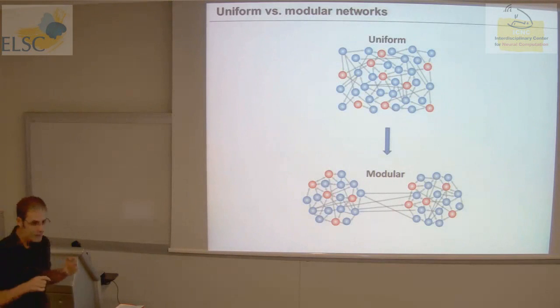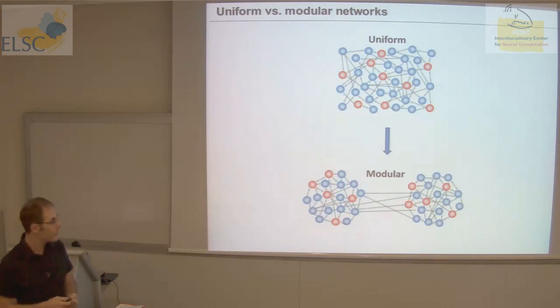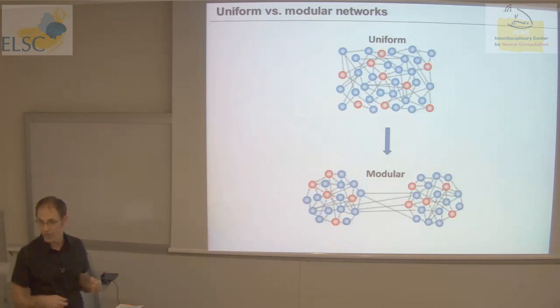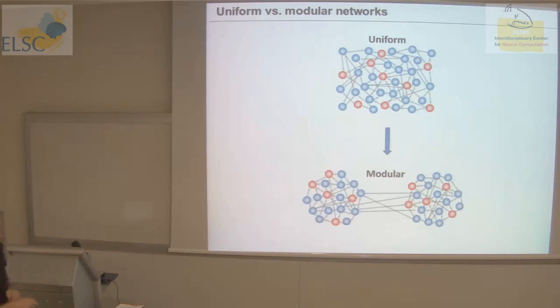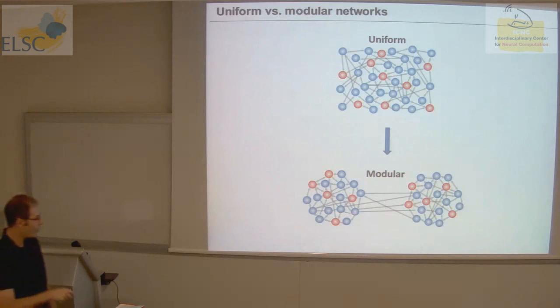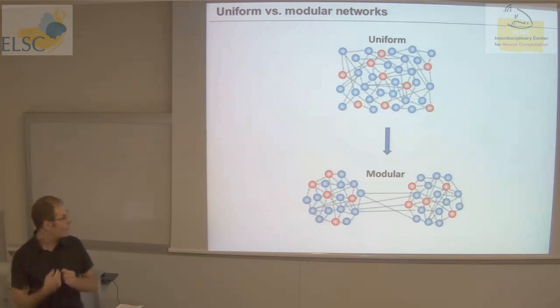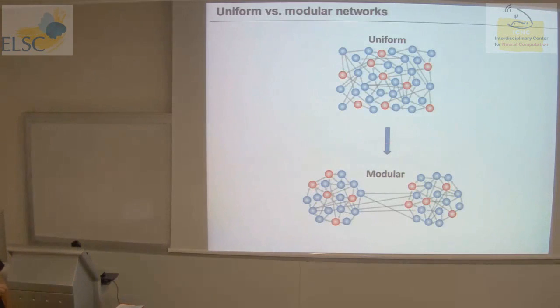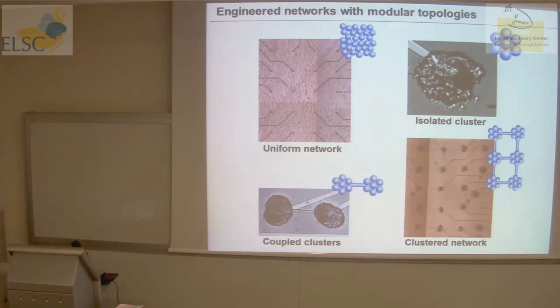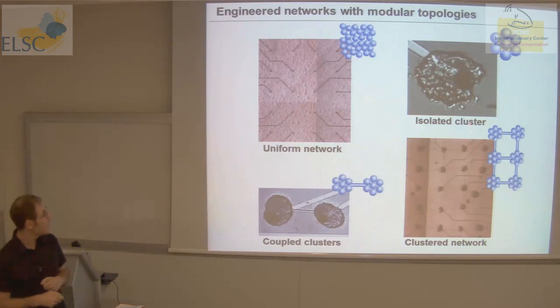So we took a slightly different approach. We said, okay, the cells like to cluster, so let's use this innate propensity of the cells to cluster in order to build modular networks, where you have groups of neurons with high connectivity which are sparsely connected to other groups. And then we wanted to see what happens when we make this transition from a uniform network into this modular topology. So using different network patterning techniques, we were able to create 3 main network models and compare their activity to the uniform network.